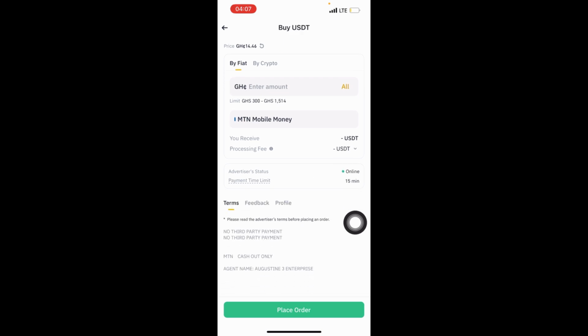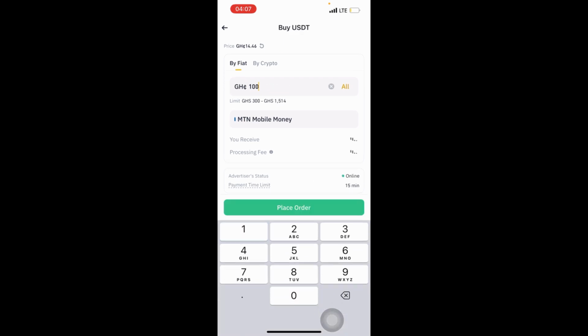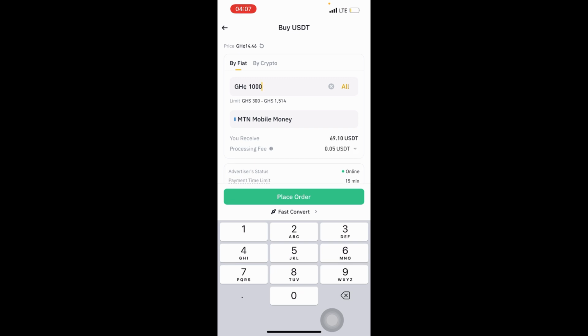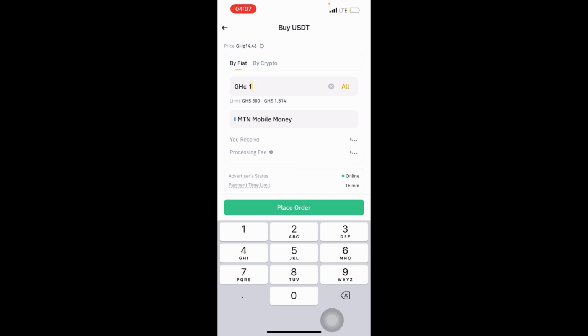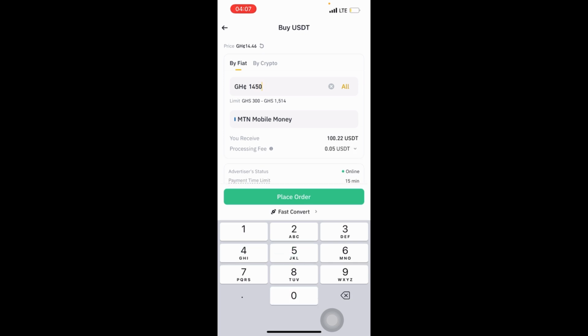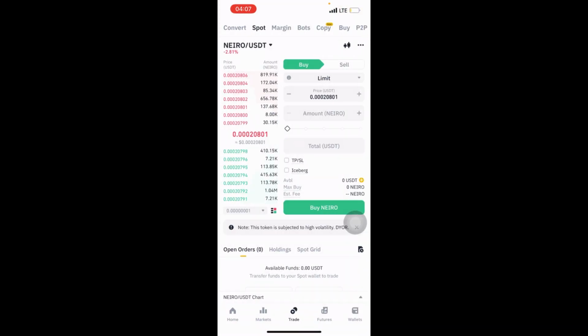So I'm using mobile money, so I'll click on buy here and I'll click on 1,000. If I click on 1,000, it means that I'll be getting 69.10. If I want $100, I have to click on 14 point like this, so I'll be getting 100.22 USDT. Then I'll click on place order and I'll place the order.